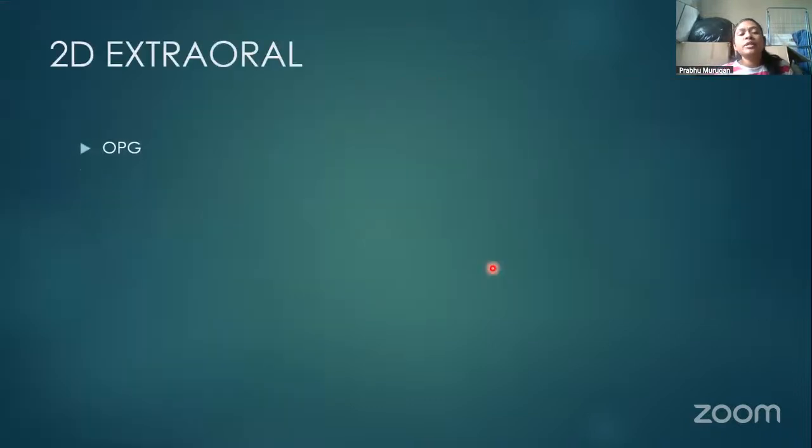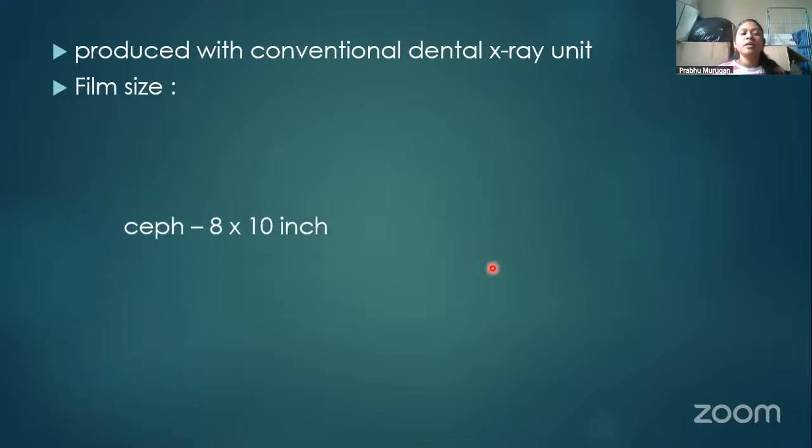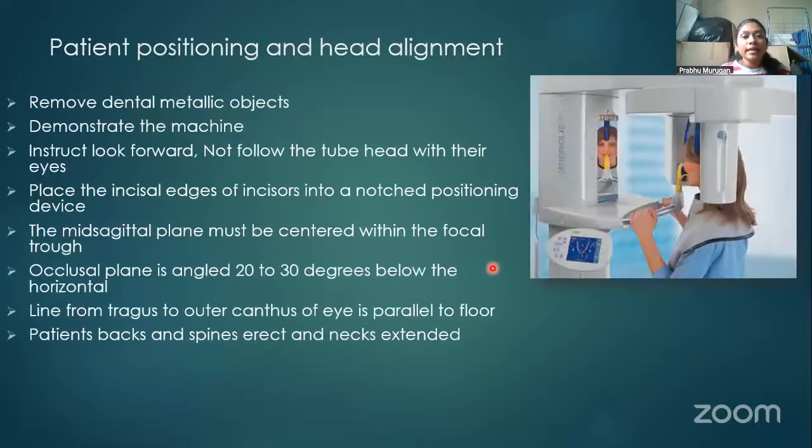So 2D extraoral includes your OPG and your CEPH and also your skull radiographs and also your USG. For your cephalometric radiograph, the size of the film is 8 into 10 inches. Your skull radiographs are 5 into 7 inches, and the right and left side marking is mandatory in case of extraoral radiographs. And again, like your IOPAs, both the conventional method and the digital method are available.